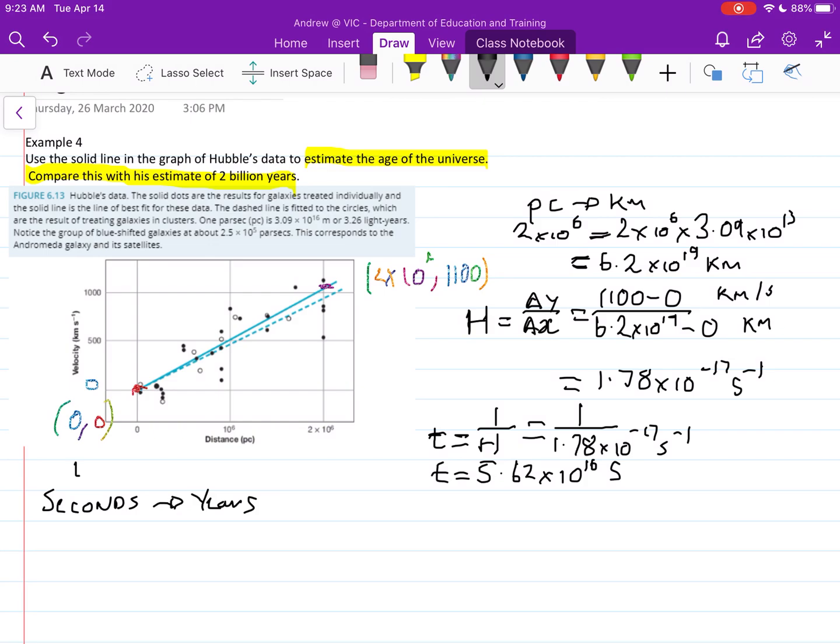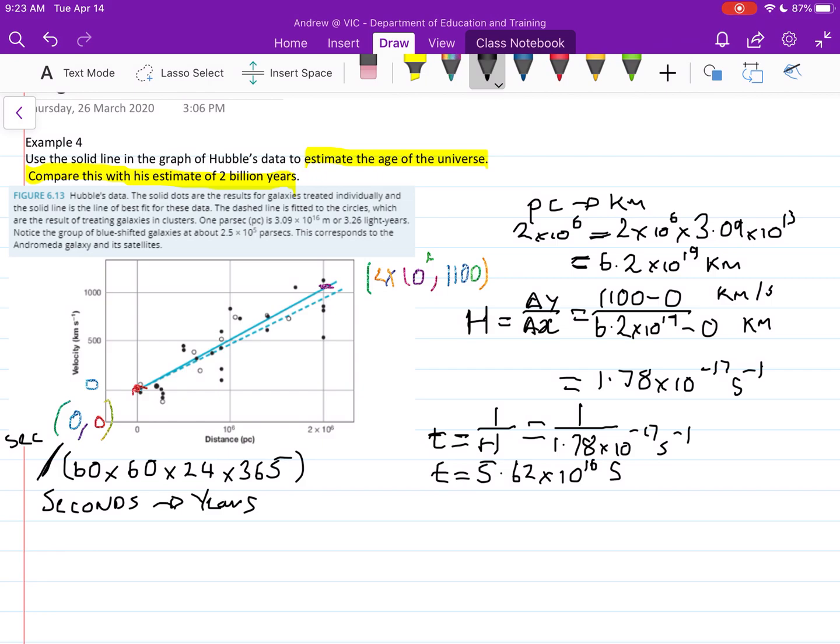How many seconds in a minute? 60. And how many minutes in an hour? So another 60. How many hours in a day? 24. How many days in a year? Okay. So from seconds to years, remember you divide. So you get whatever your value of your seconds are, and then you divide it by all these multiplied together. Okay. So that's how you do it by hand.